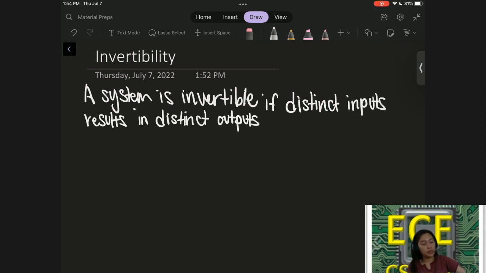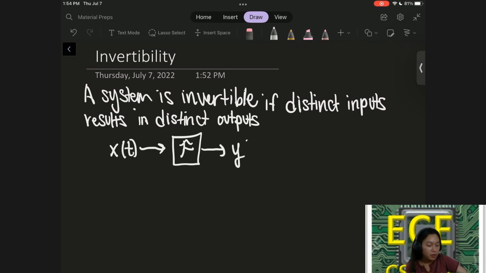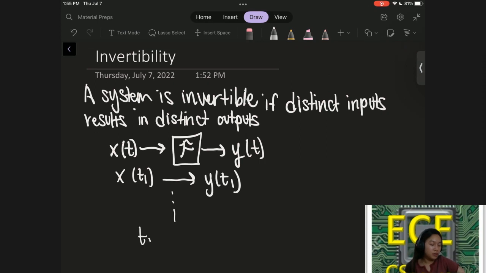In other words, if I have a system whose inputs are x of t, and I put it through a system I'll label f, and its outputs are y of t. If x of t1 maps to, or results in, after being put through the system, y of t1, and that happens for all t's, each mapping to its own special output, then it's invertible.